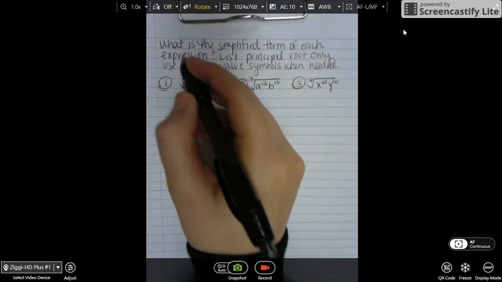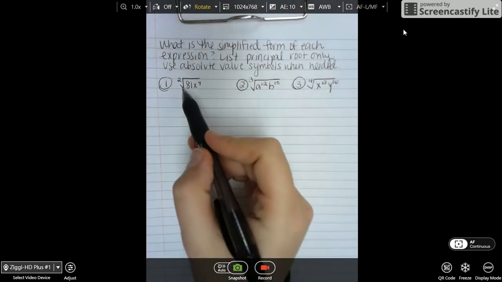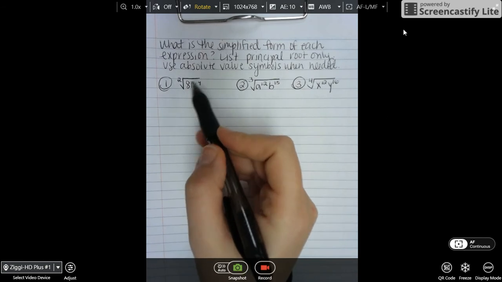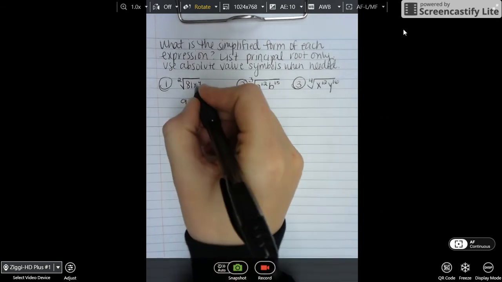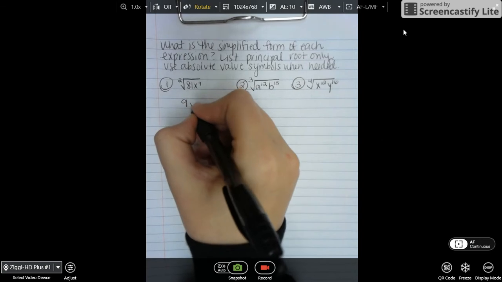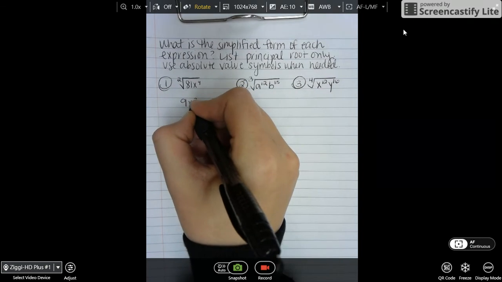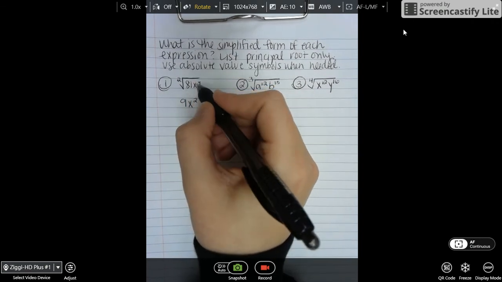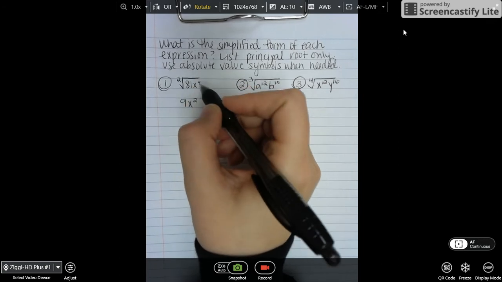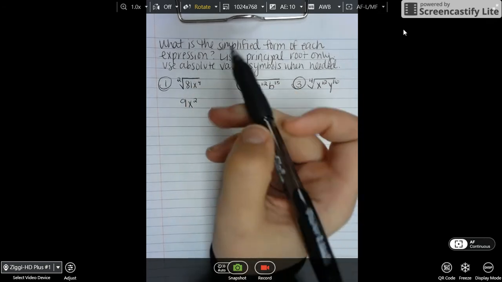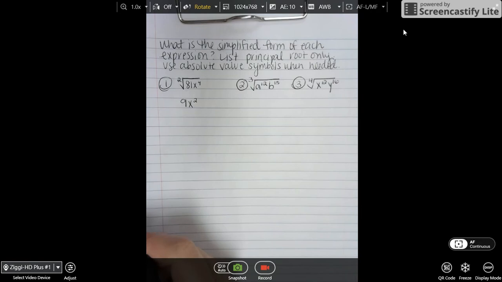So here we have the square root, so this is even, of 81x to the fourth. The square root of 81 is 9. The square root of x to the fourth is x squared. And if you didn't remember that, to take the square root of something you're dividing the exponent. So x to the fourth divided by 2 is 2. So we get 9x squared.